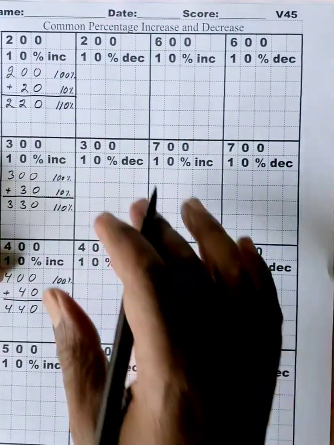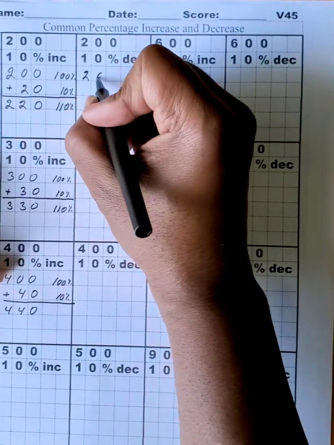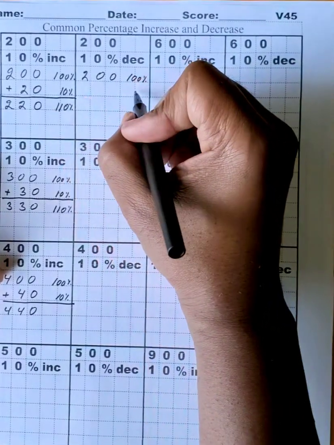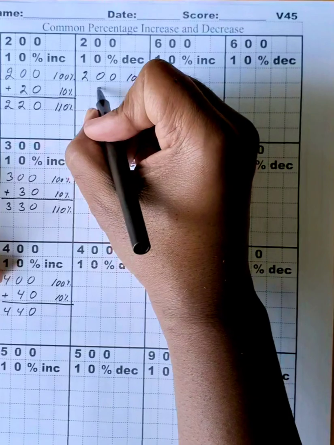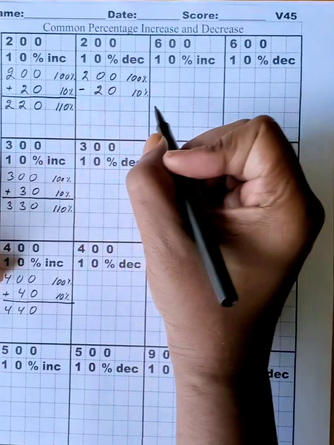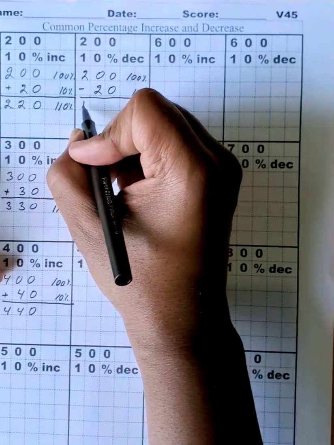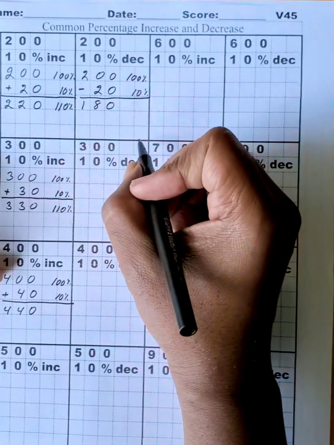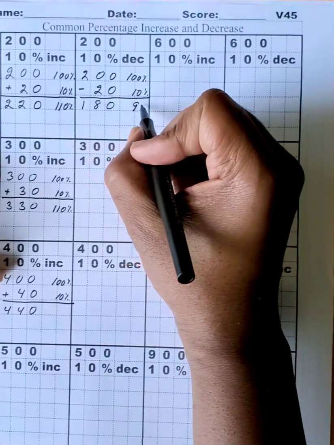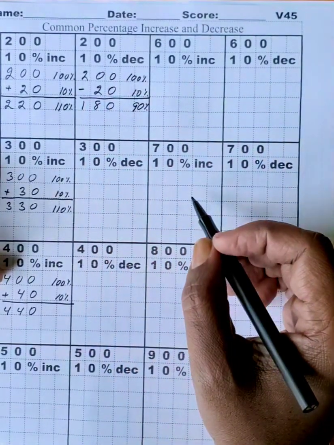Okay, let's work on decreases. 200 represents 100%. That's the original value. 10%, let's find out what that is. 10% would be 20. Okay, now a decrease will be subtracting. So 200 take away 20 leaves us 180. So 100% minus 10% means that this 180 is representing 90%. 90% is a 10% decrease.